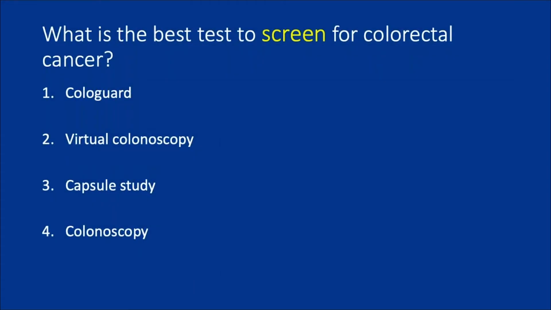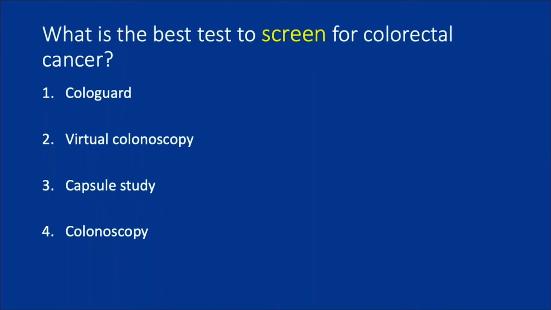Here's a trick question. Let's think about the answer. What is the best test to screen for colorectal cancer? Look at the answers. And many of you are going to say the answer, colonoscopy. Of course you're right. And colonoscopy is the very best test from my perspective to screen for cancer. The other ones we can consider, but here's the real answer that I want to share with you.